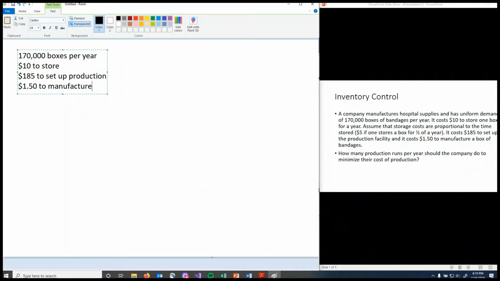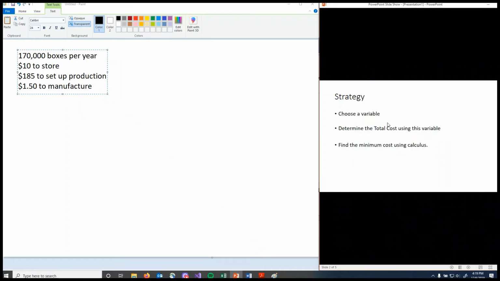And the trade-off here is that the more times we produce the bandages, the more times we have to pay this $185, but the less time we actually have to store the bandages. So there's going to be a trade-off between storage cost and production cost. The general strategy for these types of problems is to, one, choose a variable, in this case determine the total cost of production using this variable, and then use calculus to find the minimum cost.